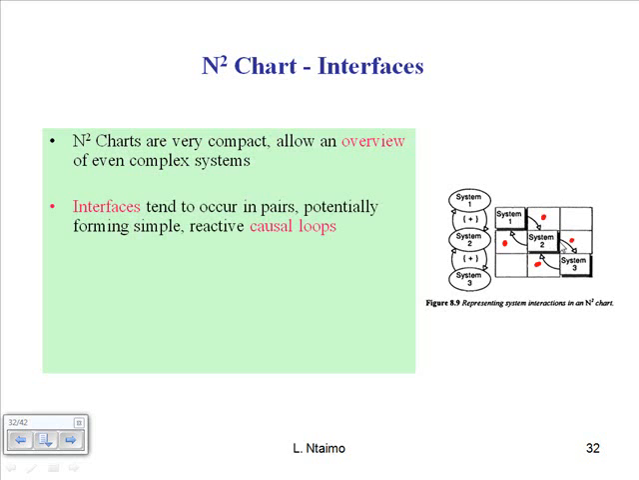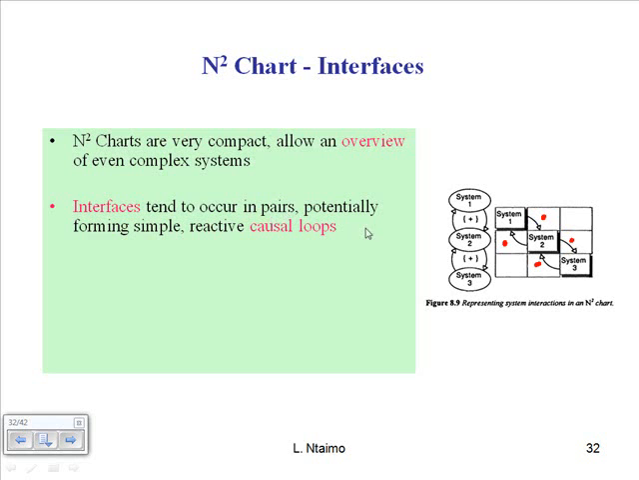And you can see that as long as we have some kind of interaction, then we need to have an interface. An interface is going to be a connection. Okay? So in this particular case, we have interfaces. Interfaces tend to occur in pairs in many systems. Meaning that you can have one part of the system feeding to another. So you're going to have a pair. Okay? And these interfaces in systems potentially form causal loops.